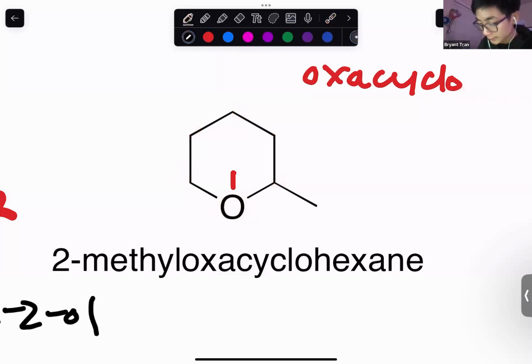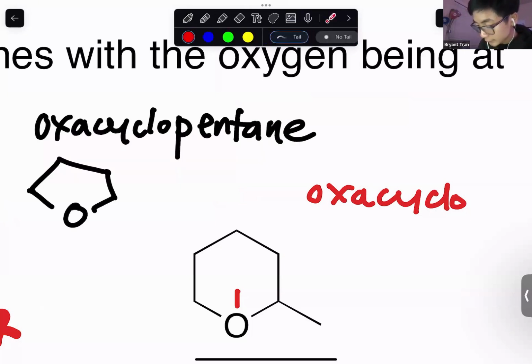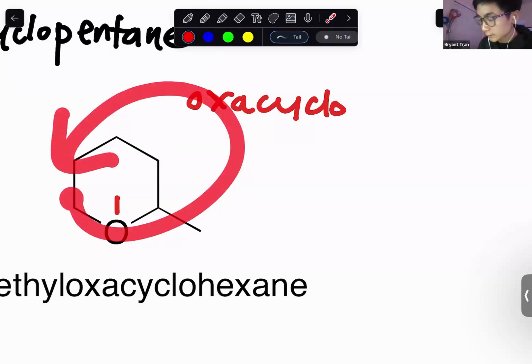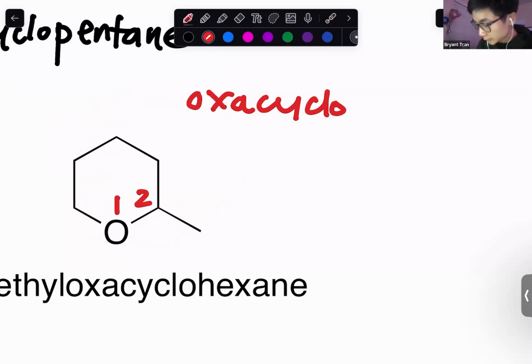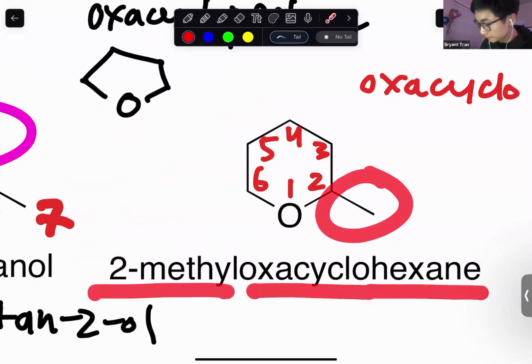If it was a 5-membered ring like this, then that would be oxacyclopentane, because this ring here is 5 atoms big: 1, 2, 3, 4, 5. But this ring here is 6 atoms big: 1, 2, 3, 4, 5, 6. And I want the lowest number on the next substituent, so I'm going to number it going counterclockwise: 1, 2, 3, 4, 5, 6. At carbon 2, I have a methyl group, so we have 2-methyloxacyclohexane. Okay.